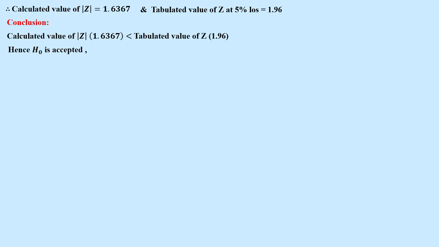Tabulated value at 5% level, we know, is 1.96. So conclusion: calculated value is less than tabulated value, H0 is accepted. So there is no significant difference between the two villages.